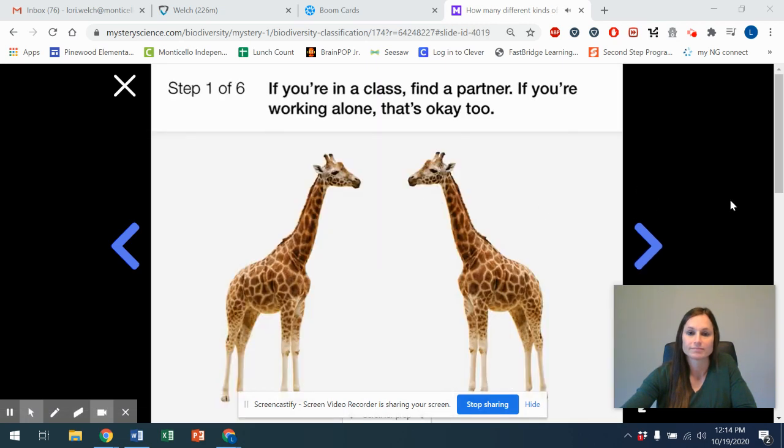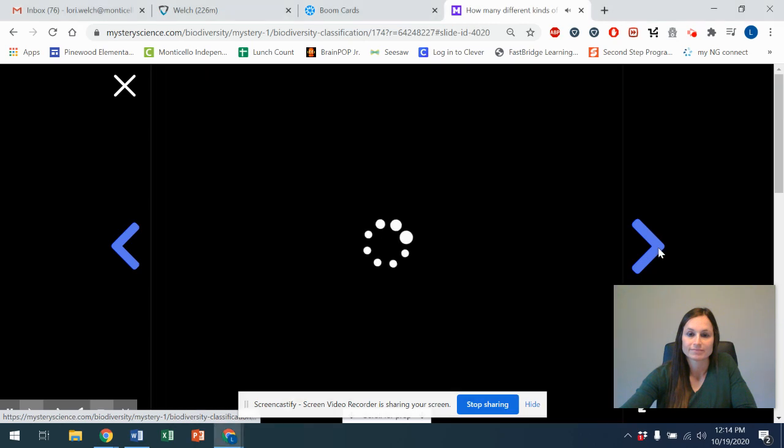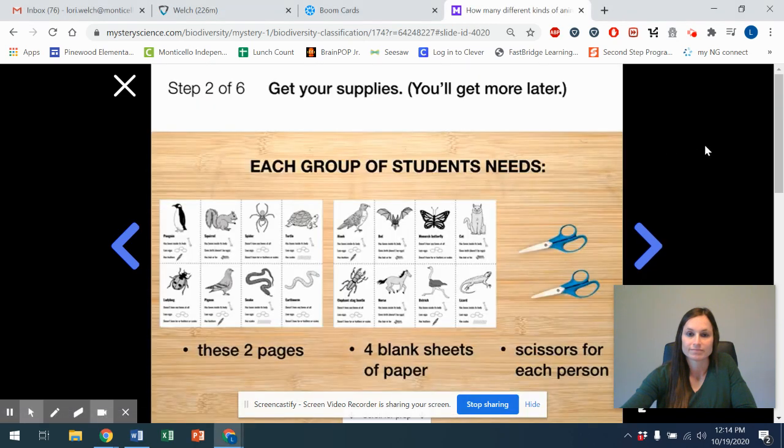If you're in a class, find a partner. If you're working alone, that's okay too. When you're done with this step, click the arrow on the right. Get your supplies. You'll get more supplies later.